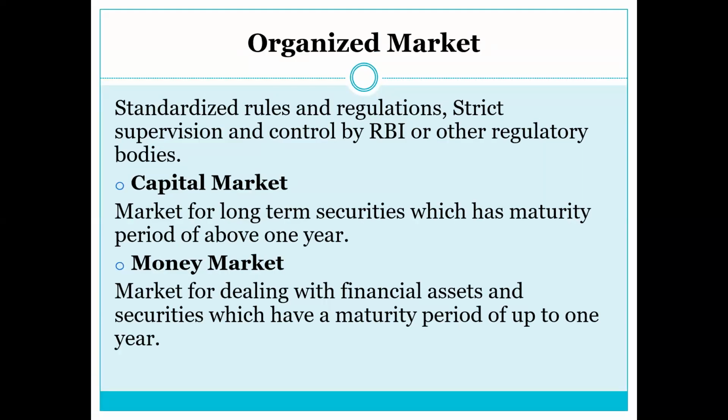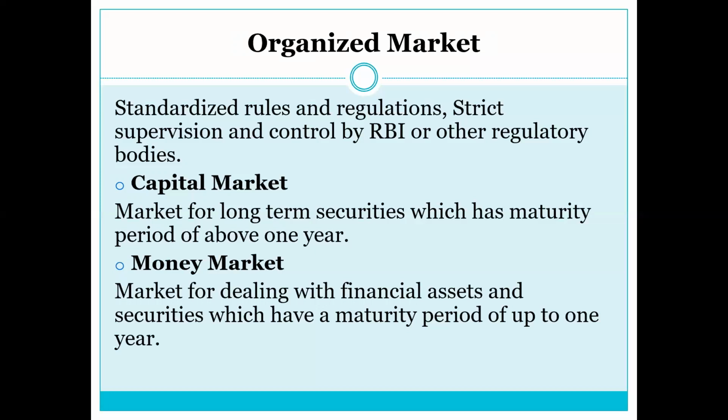Second one is the organized market. For the organized market, like the name denotes, there are standardized rules and regulations. These are under the strict supervision and control of the RBI, the Securities Exchange Board of India, and other regulatory bodies. So they are always regulated to ensure that there is free and transparent trade going on, that there is no manipulation or exploitation of the people who are engaging in buying and selling activities. So these are the organized market.